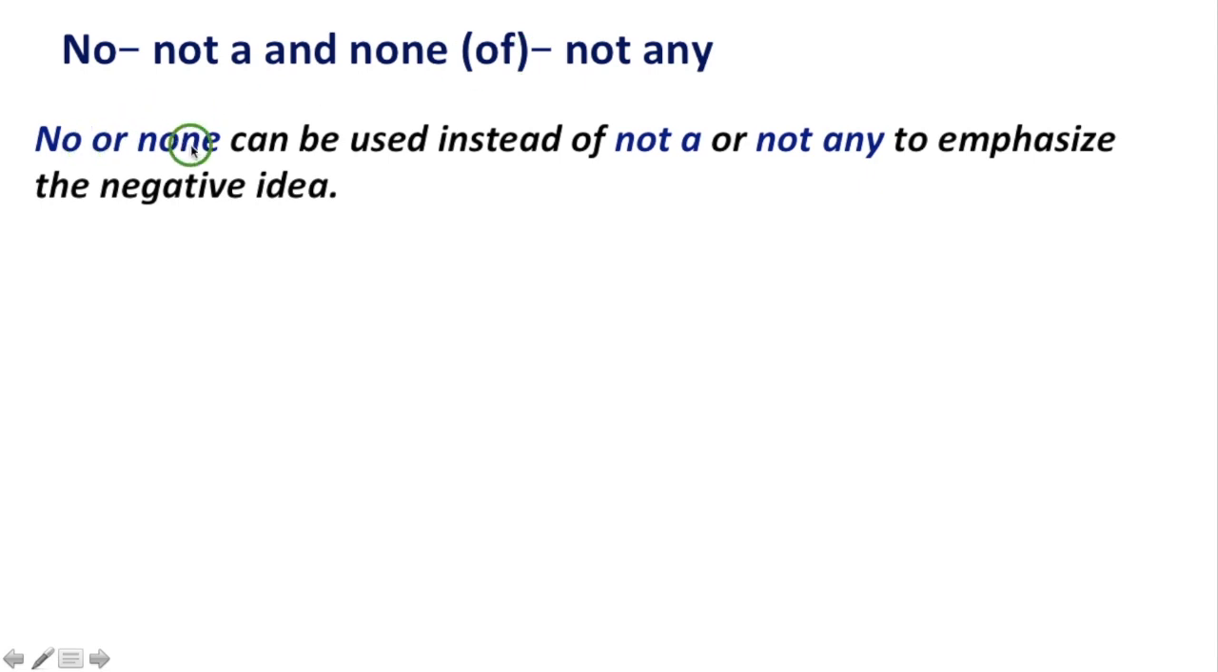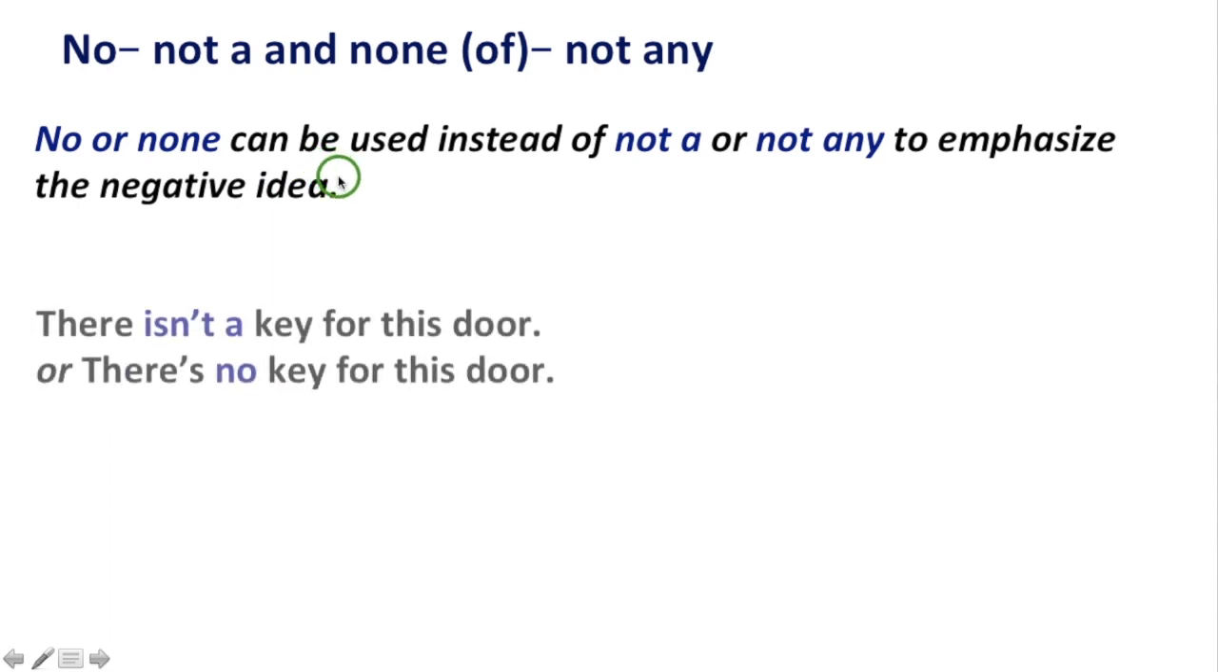Now, "no," "not a" or "none of," "not any." Now let's see the differences here. "No" or "none" can be used instead of "not a" or "not any" to emphasize the negative idea, as I have told you earlier. Here in the example, "there isn't a key for this door." Instead of "isn't," you can say "there's no key for this door." So here, instead of "not a," we can use "no."